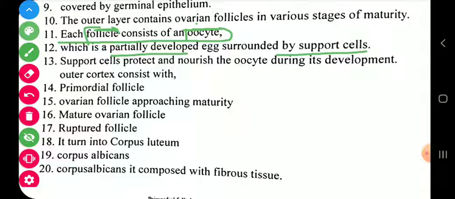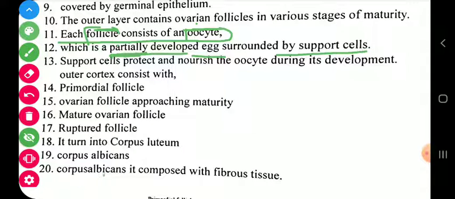They may ask the definition in your structured essays. So what is an oocyte? It is a partially developed egg surrounded by support tissues. The word partial is very important there.